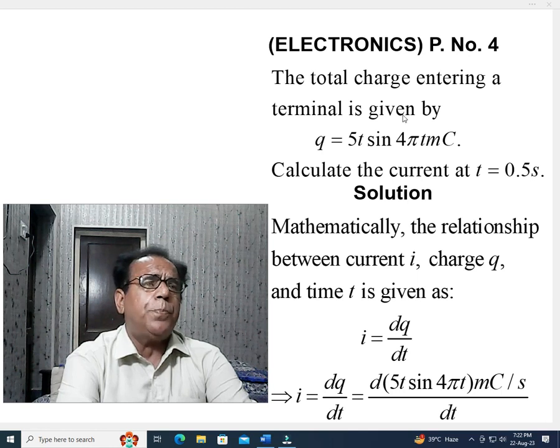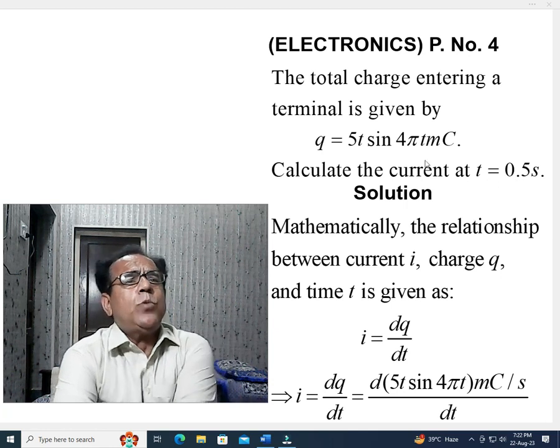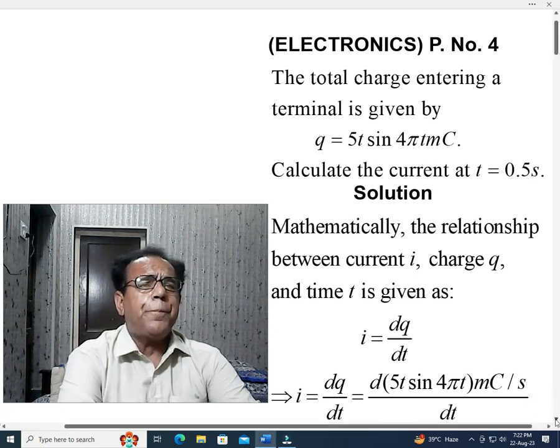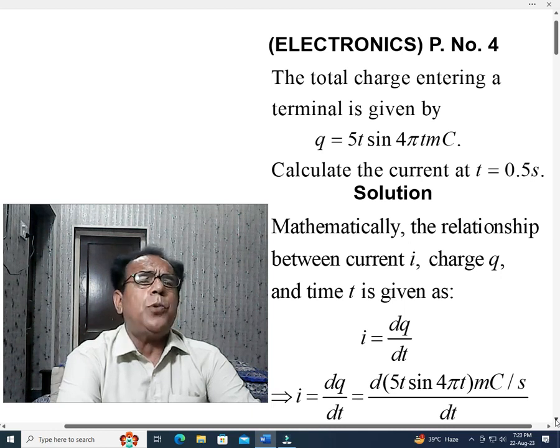Statement of problem number 4: the total charge entering a terminal is given by q equal to 5t sin 4 pi t millicoulomb. Calculate the current at t equal to 0.5 second. Yes students, here small m stands for milli. Milli means 10 raised to the power minus 3. Calculate the current at t equal to 0.5 second.